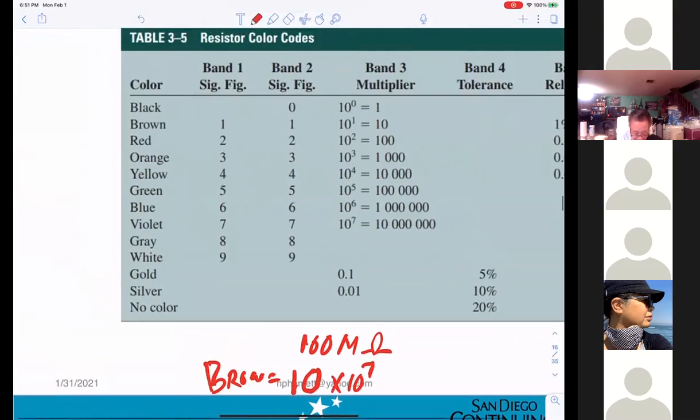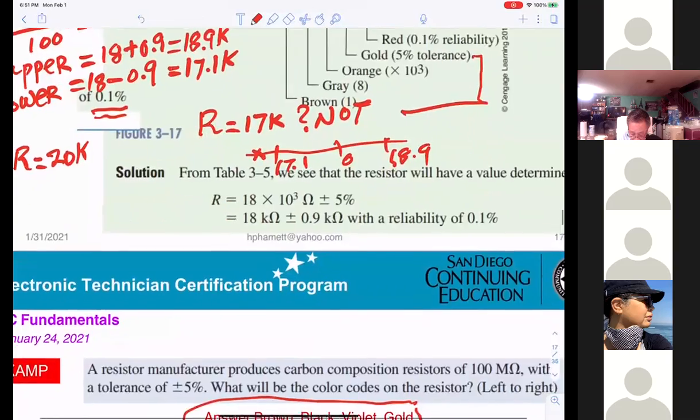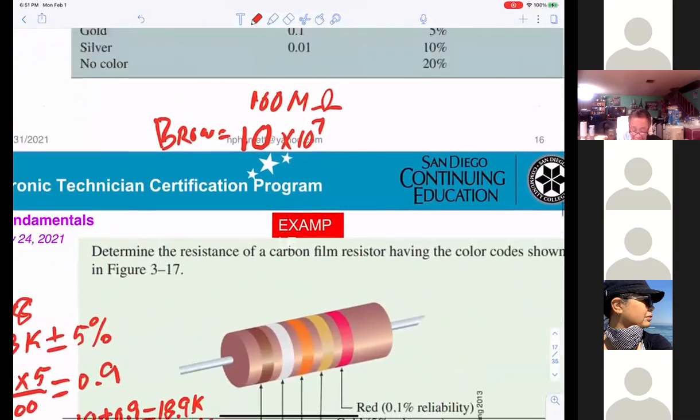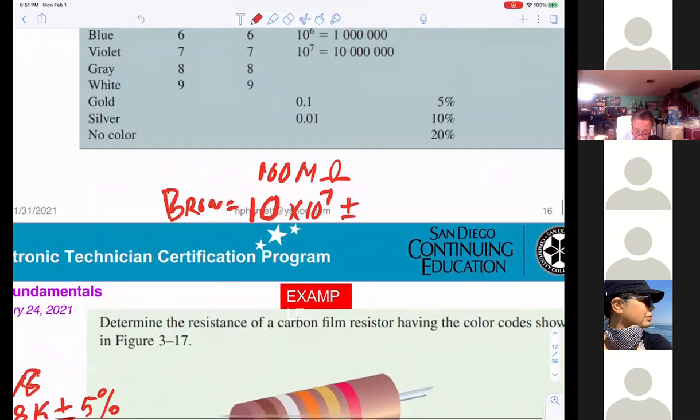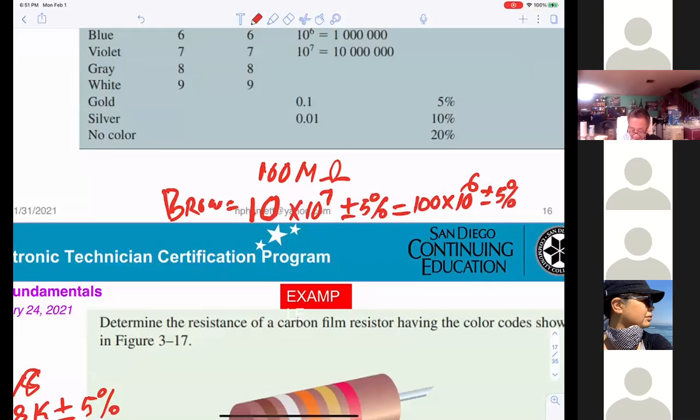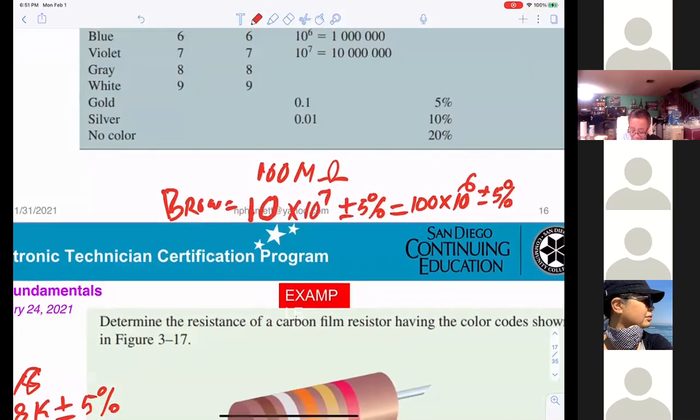Okay. And the last one, they telling you gold 5%, I think. Gold will be 5%. So they will be 100 times 10 power of 6. Okay, plus or minus 5%. Okay. So that will be in mega ohm, right?